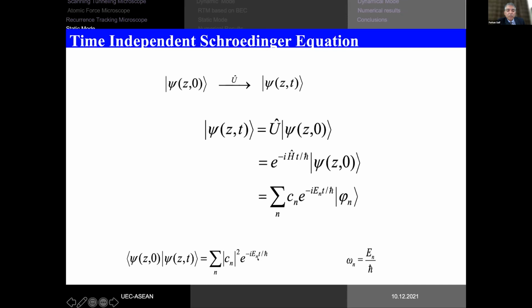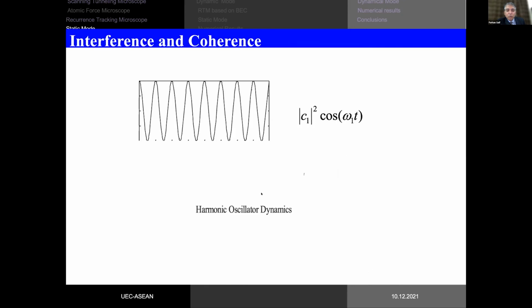If we want to understand this expression, we may write it in real and imaginary parts, open the exponential function, and talk only about the real part. The real part would be the cosine of omega_n t multiplied by c_n mod square, summed up over all n values. If we pick up just one n equal to 1, we find that this is a cosine wave which is moving with a certain frequency as a function of time.